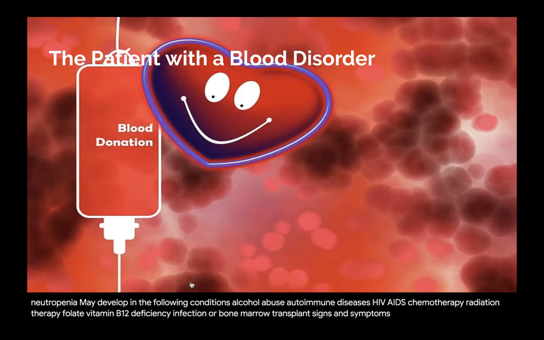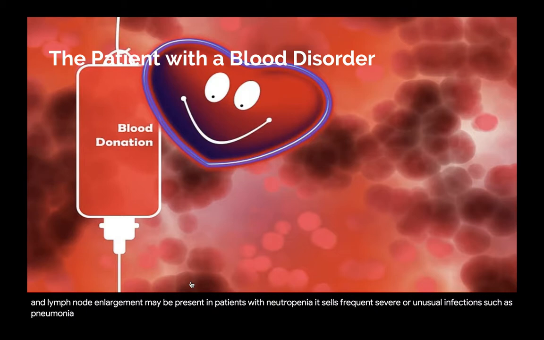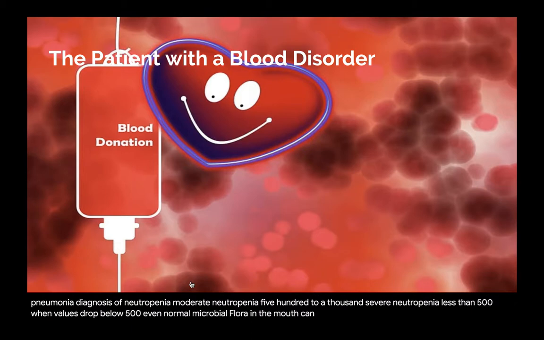Signs and symptoms of neutropenia. Oral stomatitis and lymph node enlargement may be present in patients with neutropenia, resulting from defects in myeloid cells. Frequent severe or unusual infections such as pneumonia. Diagnosis of neutropenia. Moderate neutropenia, 500 to 1,000. Severe neutropenia, less than 500. When values drop below 500, even normal microbial flora in the mouth can cause infection.